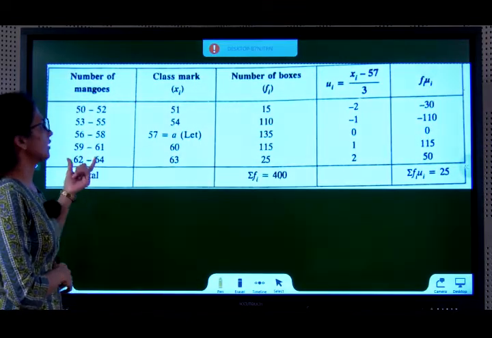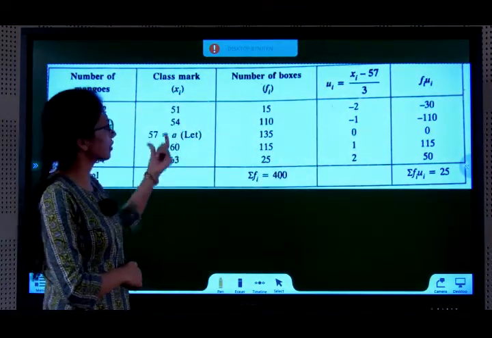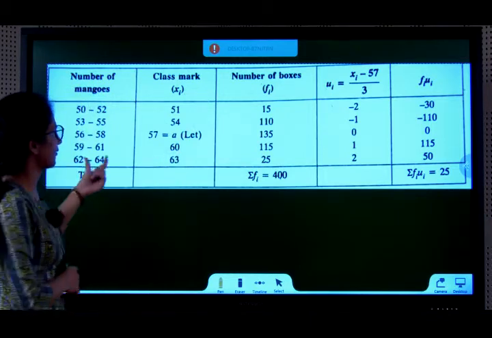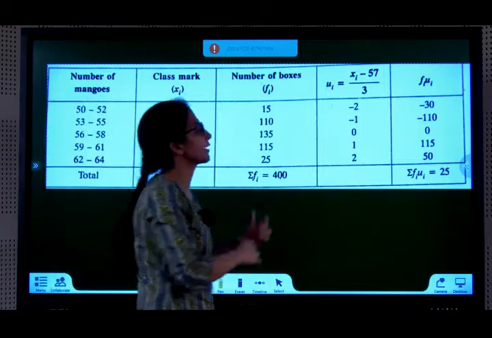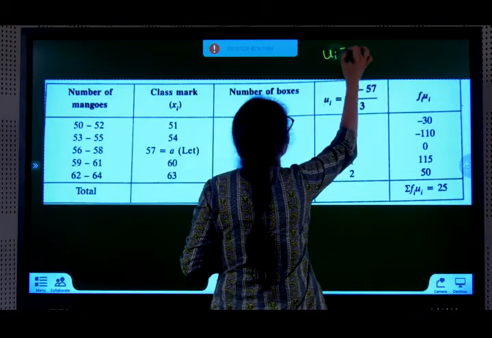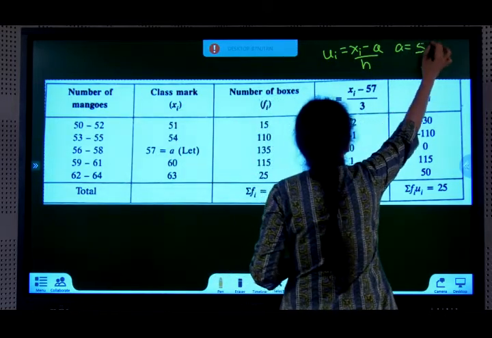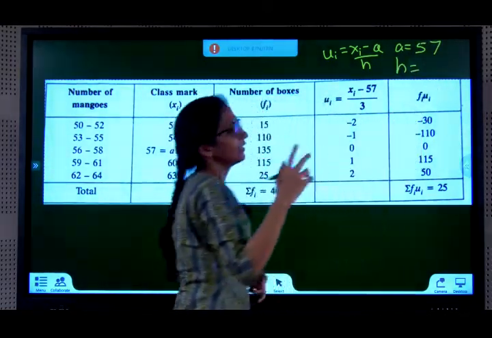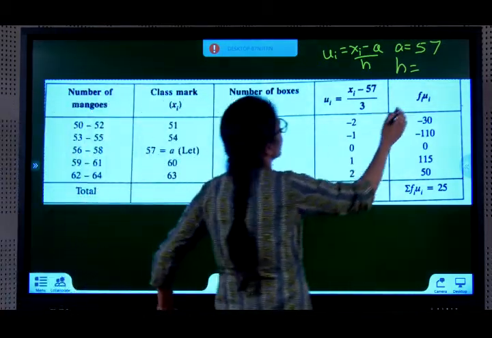So we have number of mangoes. After the class you have class mark, xi, and then fi, then you choose the assumed mean. Assumed mean is middlemost xi value. There are 5 here, so centermost is the third one. A is equal to 57. Ui is given as xi minus a by h. A we saw assumed mean is 57. What is h? Any two consecutive limits, subtract 59 minus 56, 3. So h over here is 3.